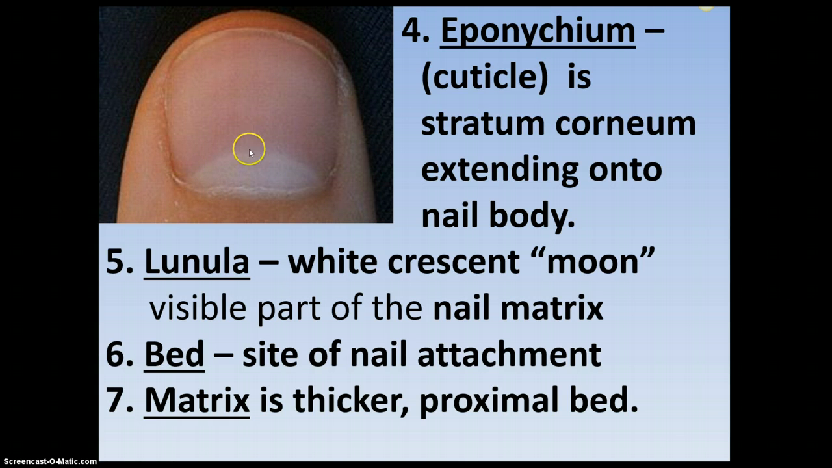It grows over your lunula. Luna meaning moon. It's a little half moon there. It's just part of the nail matrix which we can see through the nail. The free edge of the nail is called the free edge of the nail. This is the nail body. The bed is the site of nail attachment, and the matrix is the thick part of the bed close to the nail. And that's where the nail is made, basically, and it extends outwards over the end of the finger.